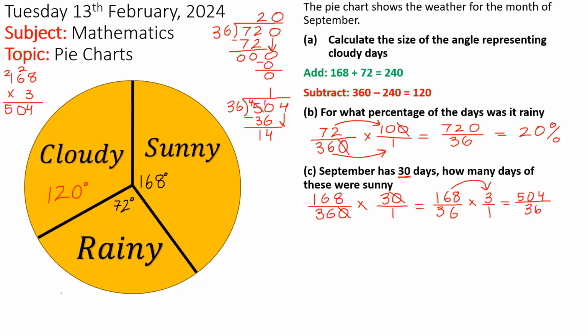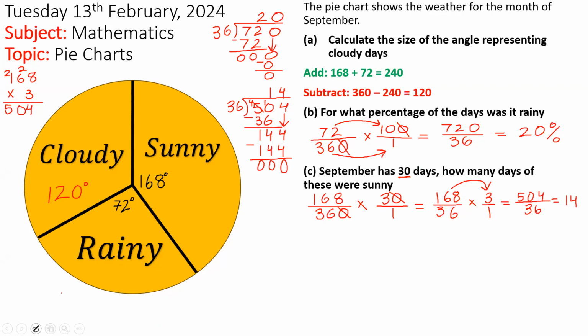We bring down the 4. So it's gonna be 36 into 144. That's gonna be what? 4. 36 times 4 is 144. So we subtract, right? 144 minus 144 is going to be 0. And so the answer is going to be what? 14 days were sunny. Good. So there were 14 days that were sunny out of the 30 days.